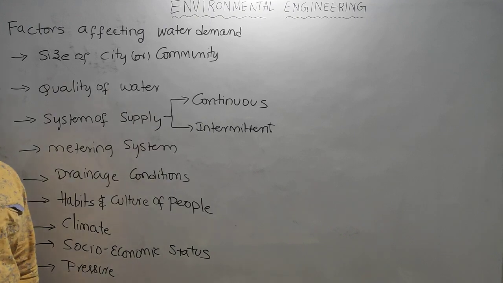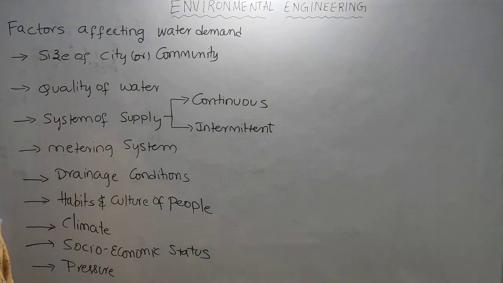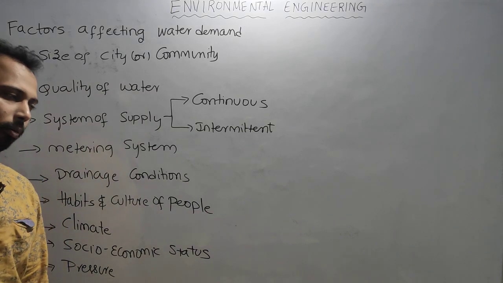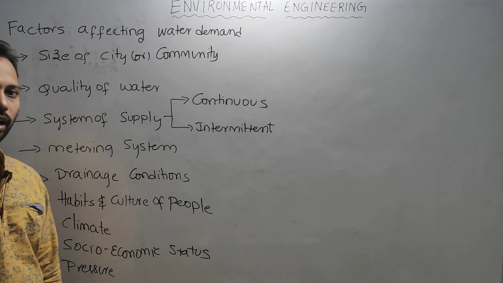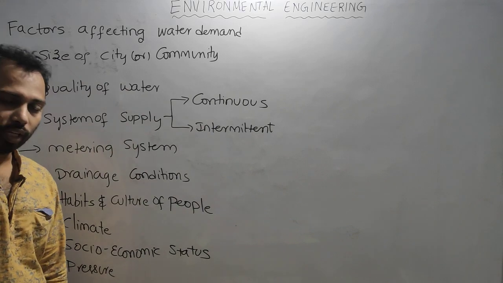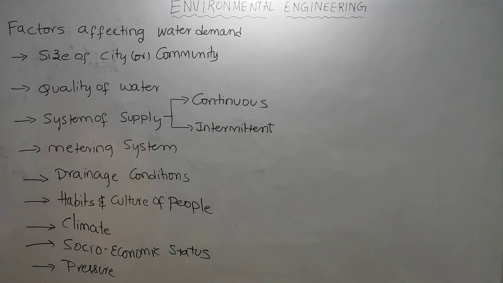Drainage conditions: if you keep on using water but the water is not going from your home, or the locality does not have proper drainage, the water is getting logged, so in those conditions you will have a tendency to use less water because the water cannot be easily drained out. So when there is poor drainage condition, you will use less water. If the drainage condition is good, then you will use more water.